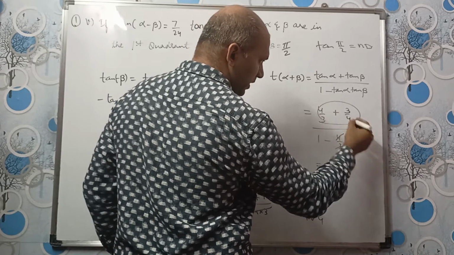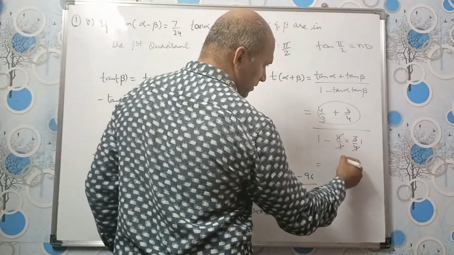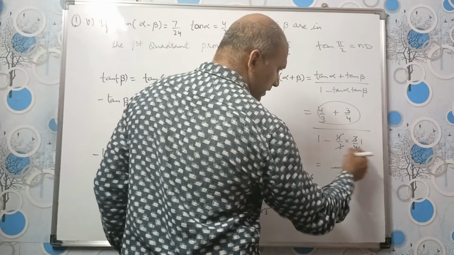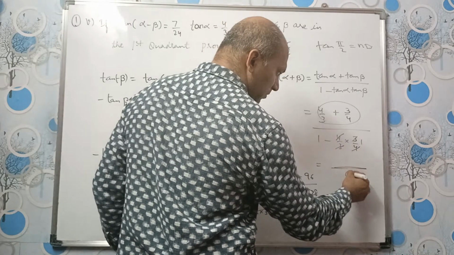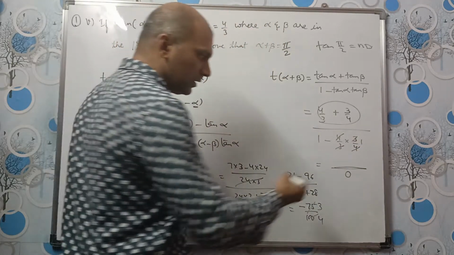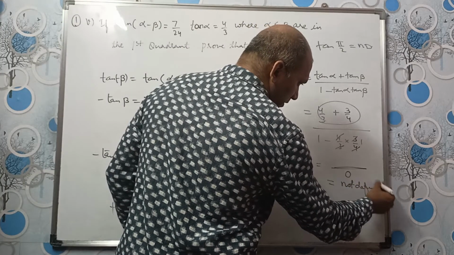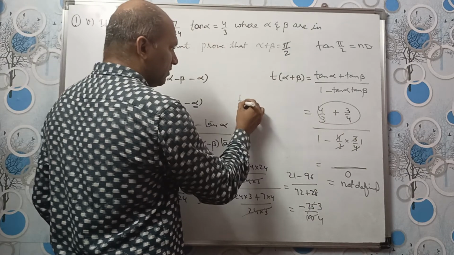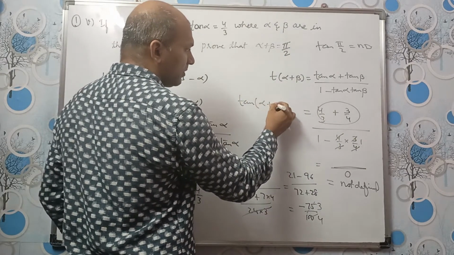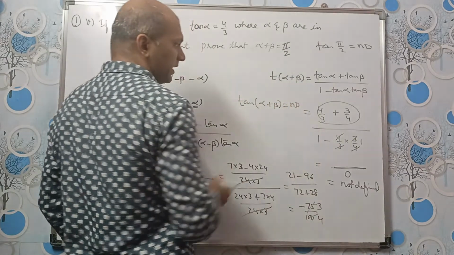So see, numerator is some number, divided by, in the denominator we have 1 minus 1. 1 minus 1 is equal to how much? It is 0, right? So this value is not defined. Okay. So what do we have? We have tan alpha plus beta is equal to not defined.